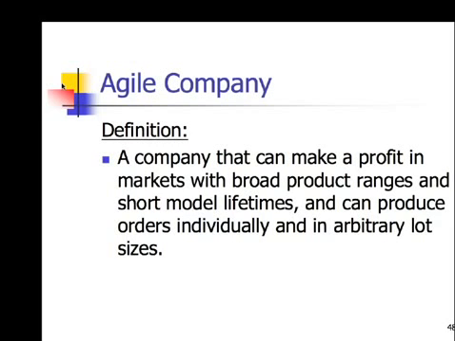An agile company can make a profit in different ranges of short-term model lifetimes, and can produce orders individually and in arbitrary lot sizes. You're not stuck. You get this with old-fashioned manufacturers that used to ship stuff out all boxed together. The more agile you are, the more flexible you are. So you can't be a non-agile company and work with Barnes & Noble, because every book you send out is going to have the same return label and the same packaging.